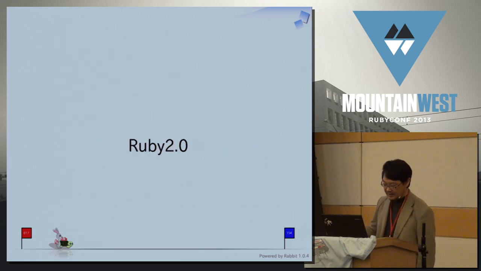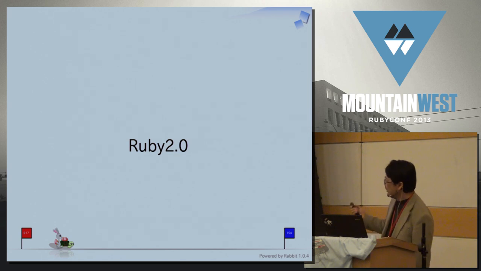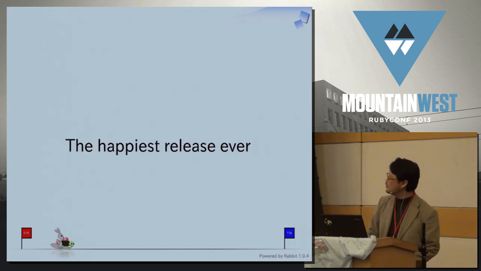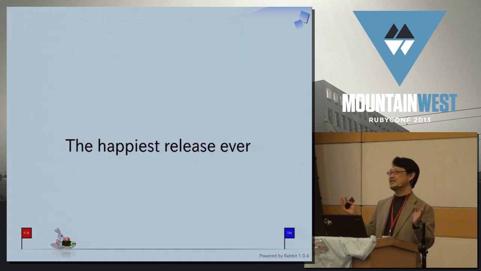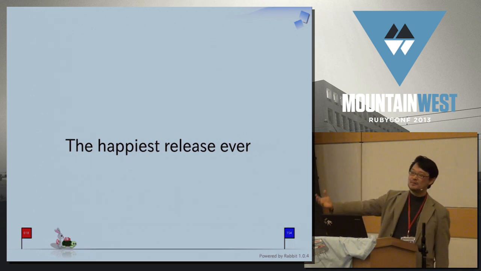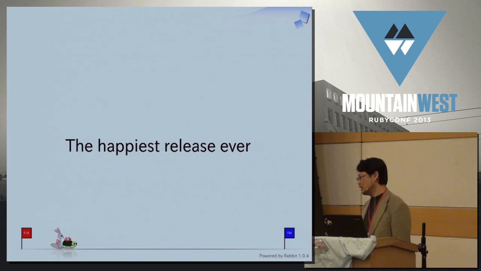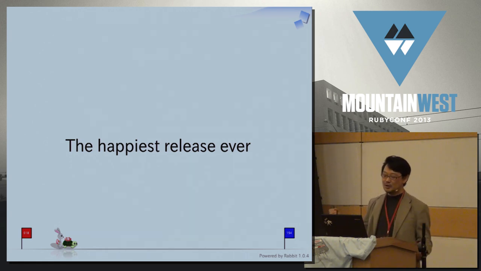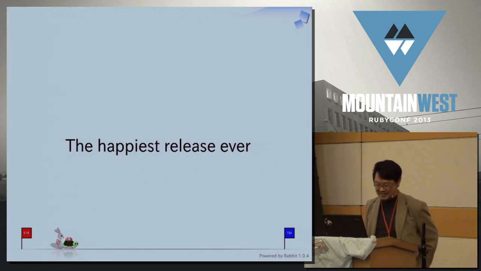Recently we released Ruby 2.0. In this keynote, I was going to talk about the new features. But I have to tell you that Ruby 2.0 was the happiest release ever. Virtually no one complained about Ruby 2.0. I went to the Waza conference held by Heroku a month ago, and everyone told me congratulations about Ruby 2.0 and the 20th anniversary of the language. So I felt very happy. I declare Ruby 2.0 the happiest release ever.